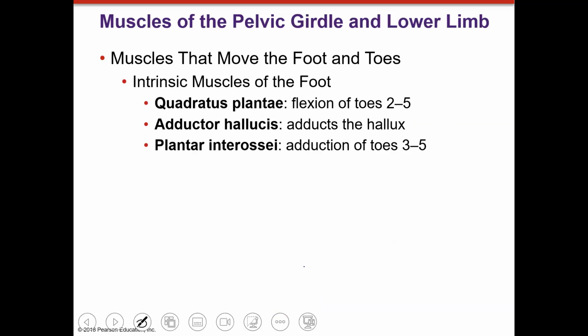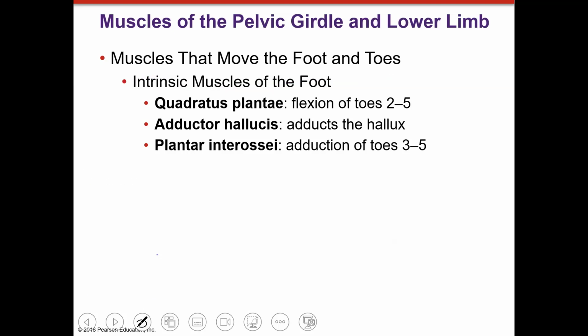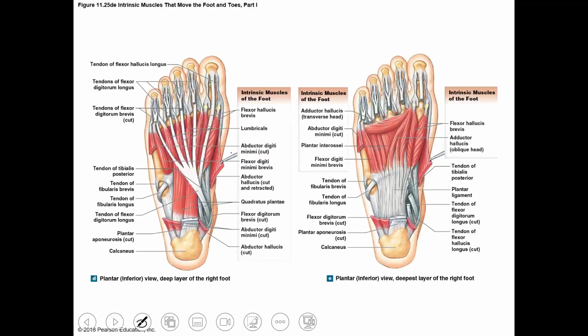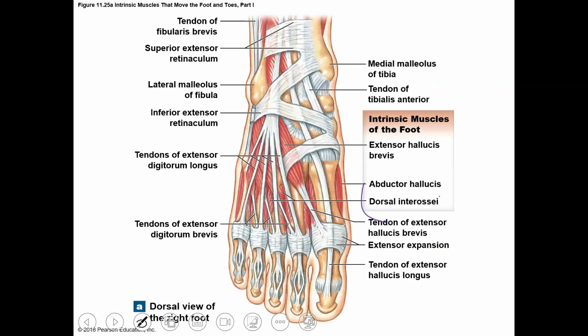Muscles that move the foot and the toes are the intrinsic muscles of the foot that do not go up to the leg, that just stay in the foot and toe area. Quadratus plantae, adductor hallucis, big toe, plantar interossei, in between the bones. And you can see them right here. Okay, so all these little teeny tiny intrinsic foot muscles. So intrinsics, extensor digitorum brevis, dorsal interossei. So look at all these really great little muscles in between the bones on the dorsal surface or the top part of your foot.